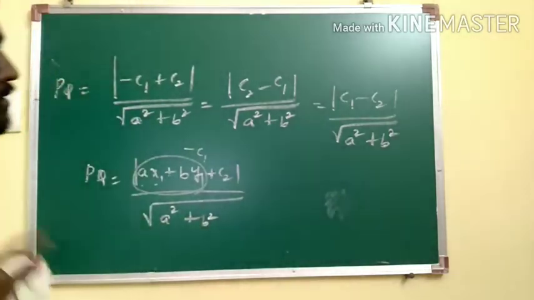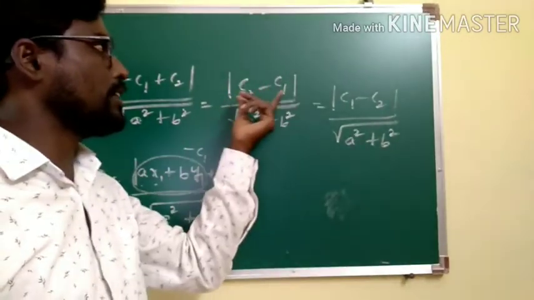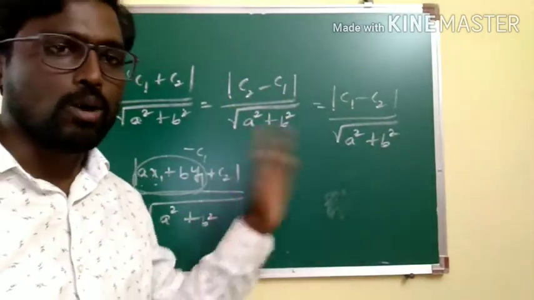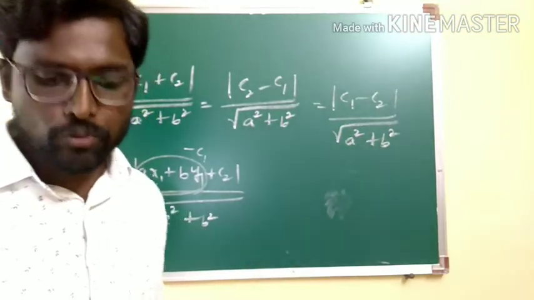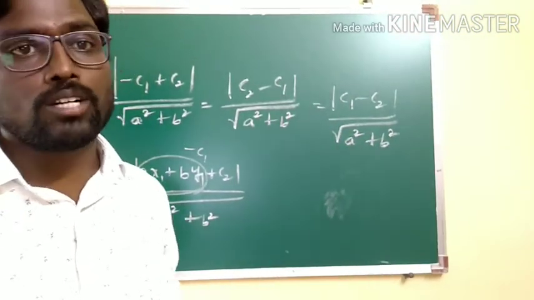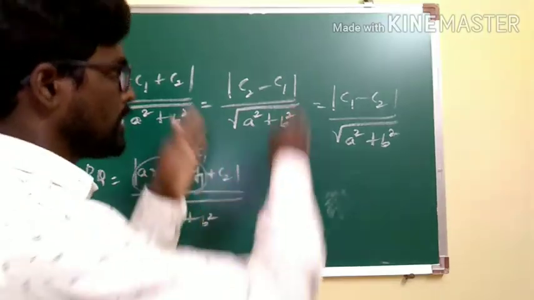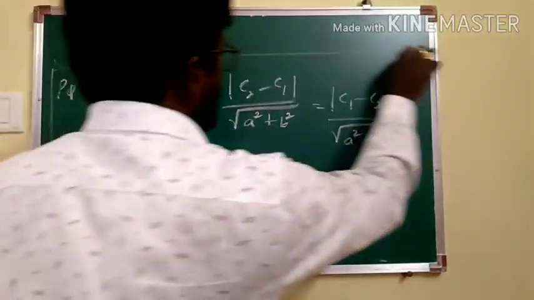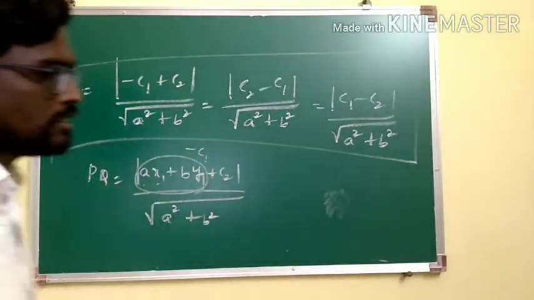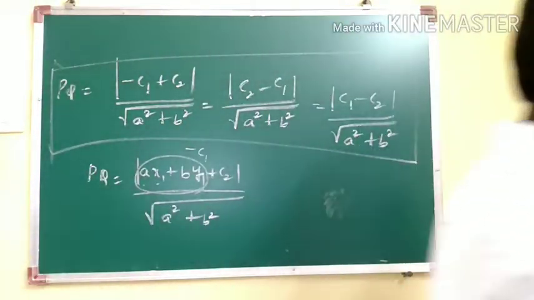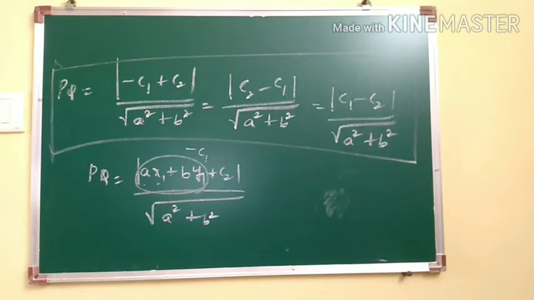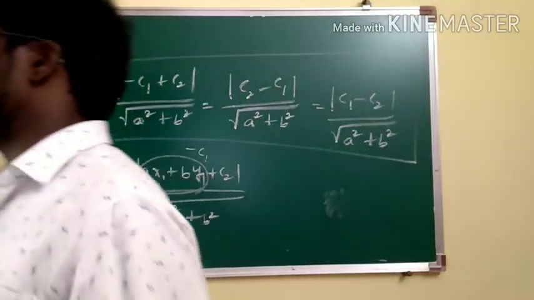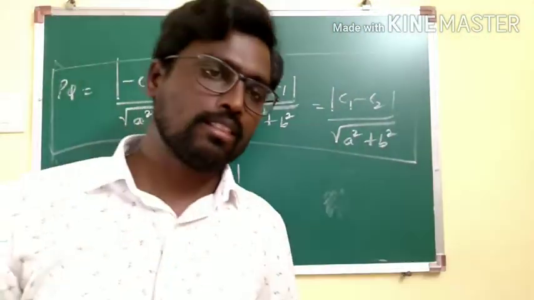Why can I write like this? Even if I am taking minus as a common factor, since it is under modulus, the outcome will be positive. Anyway, we are dealing with distance, so the outcome should not be negative. That is the reason we are taking it under modulus. Therefore, the distance between two parallel lines ax plus by plus c1 equal to 0 and ax plus by plus c2 equal to 0 is going to be mod c1 minus c2 by root a square plus b square.